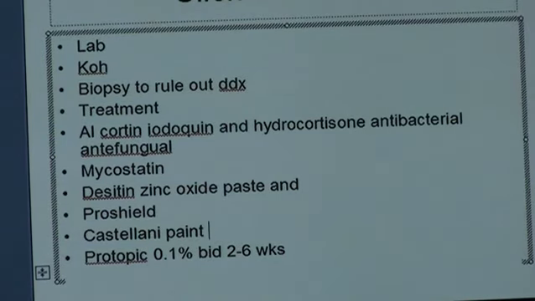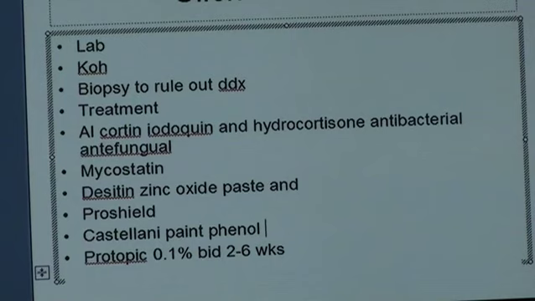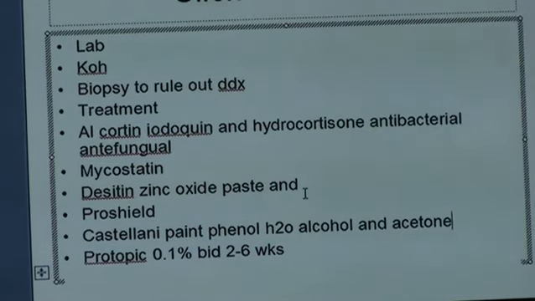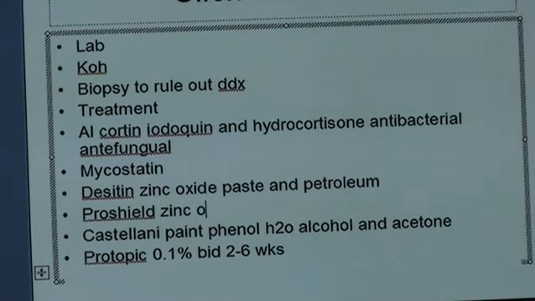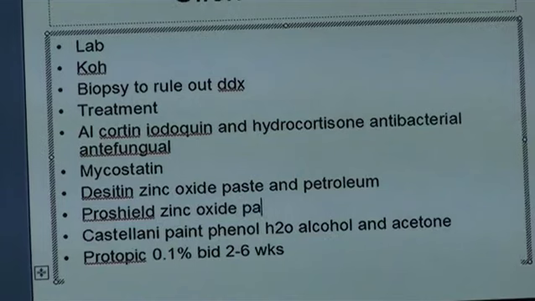That's a combination. Phenol, water, alcohol, and acetone. That's what Castellani's paint is. What's in Desitin? It's a zinc oxide paste and petroleum. So what about ProShield? That's the same as Desitin? Basically, it's another zinc oxide base with petroleum. It's just a different company.